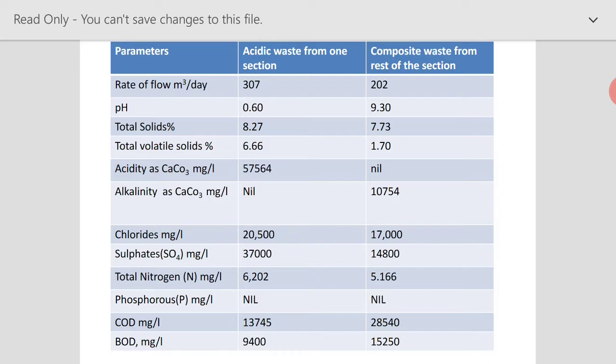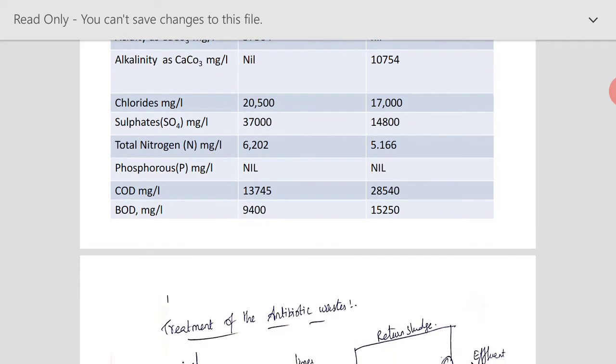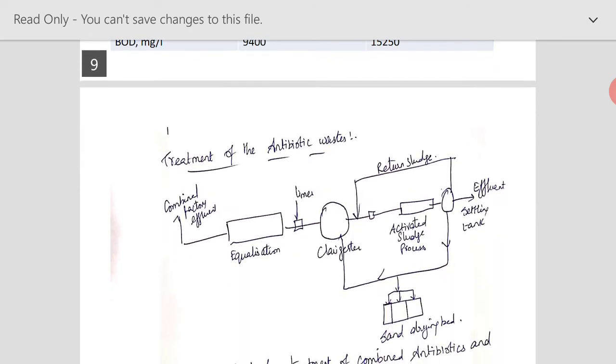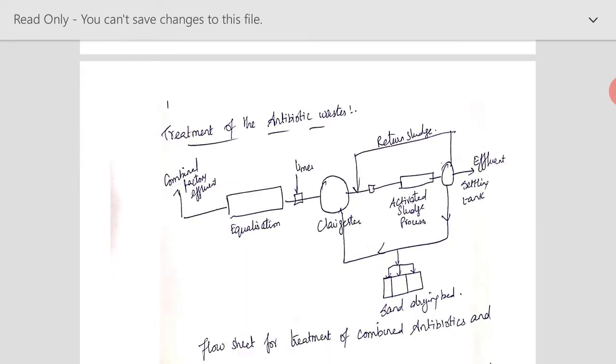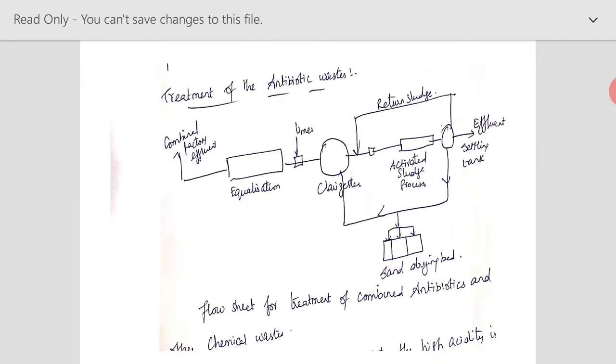So this shows that the nature of the waste depends on the plant, as well as on the medicines being manufactured in a particular pharmaceutical industry. So how to treat this waste? This is a flow chart which explains the basic or typical treatment for antibiotic waste.